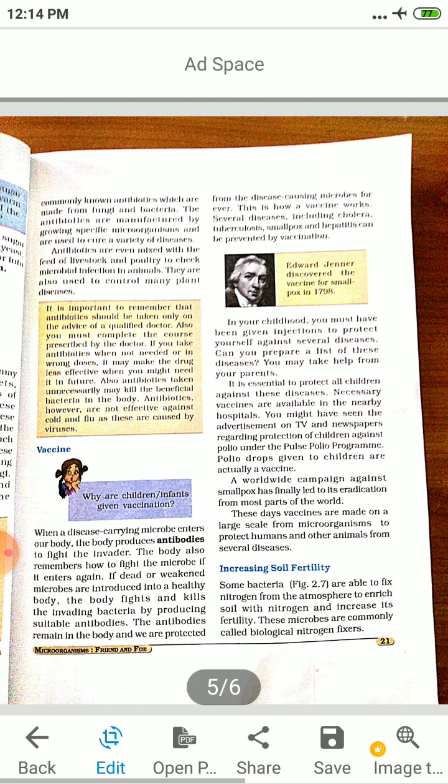The antibiotics are manufactured by growing specific microorganisms and used to cure a variety of diseases. Antibiotics are even mixed with the feed of livestock and poultry to check microbial infection in animals. They are also used to control many plant diseases. I am stopping over here. We will continue in the next period.